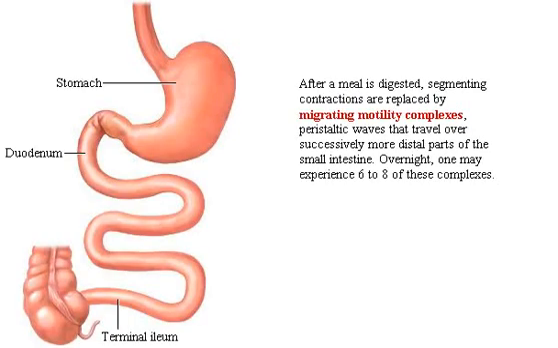After a meal is digested, segmenting contractions are replaced by migrating motility complexes, peristaltic waves that travel over successively more distal parts of the small intestine. Overnight, one may experience 6 to 8 of these complexes. Click the stomach to see an example.